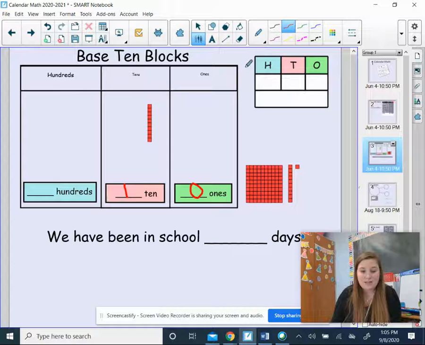So now I'm going to show you how to use this box. We have the H that stands for hundreds. We'll use that way later in the year. We have the T that stands for tens. And we have the O that stands for ones. So remember, I have 1 10. I'm going to put that here. And 0 1s. I'm going to put that right here. Well, if you look, when I have 1 10 and 0 1s, that shows the number 10. We have been in school 10 days. Awesome job.